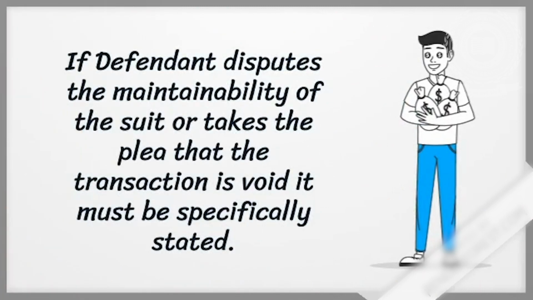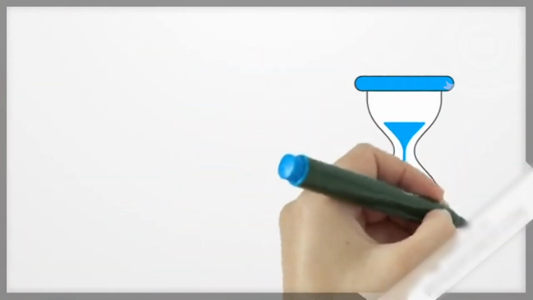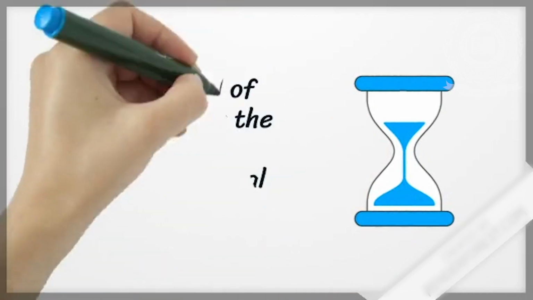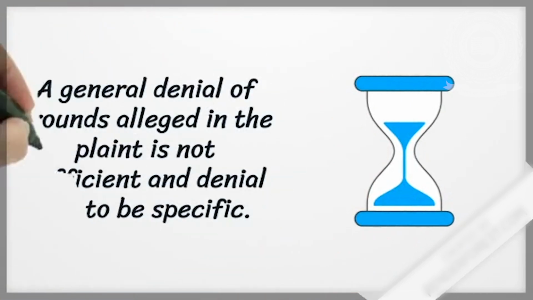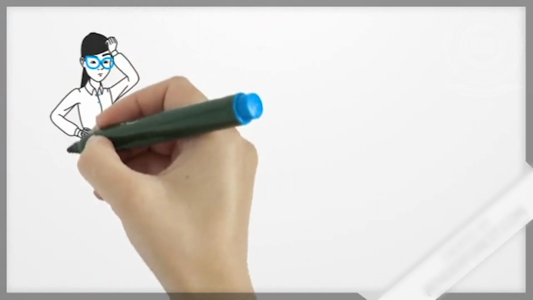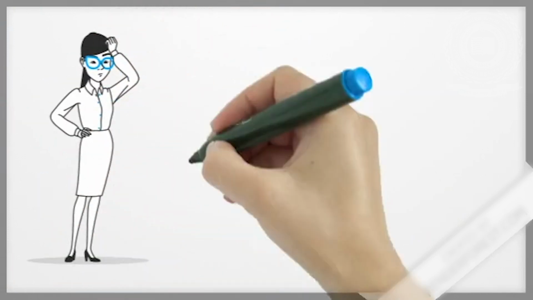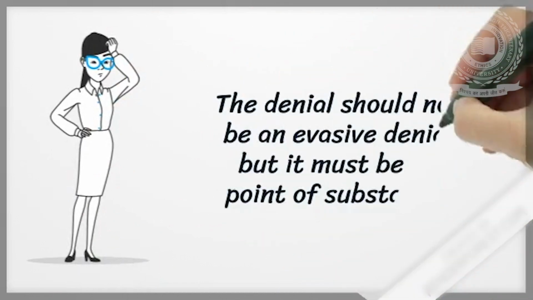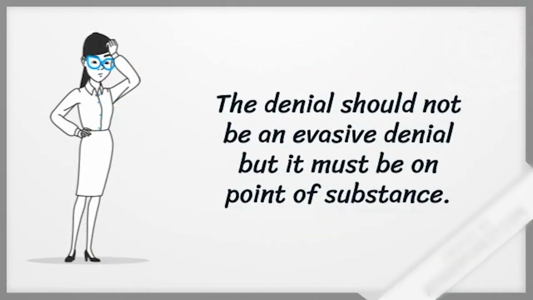If the defendant disputes the maintainability of the suit or takes the plea that the transaction is void, it must be specifically written. A general denial of the grounds alleged in the plaint is not sufficient, and denial has to be specific. The denial should not be an evasive denial, but it must be a point of substance.